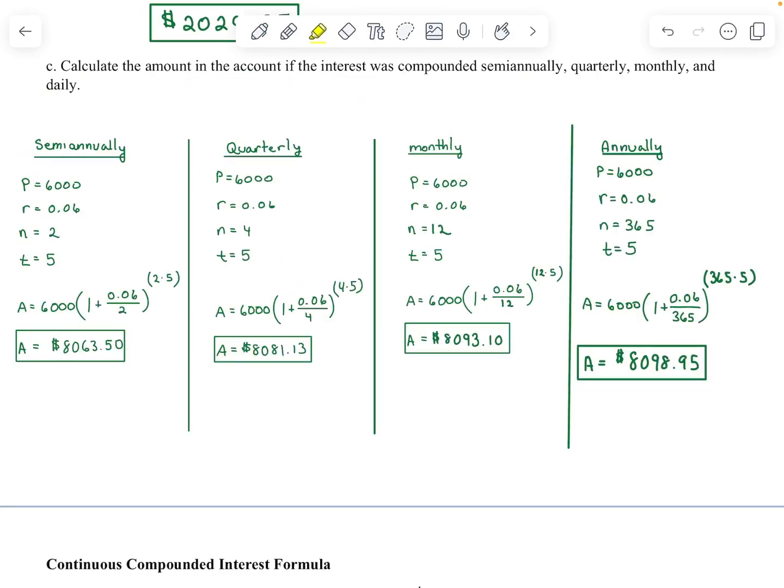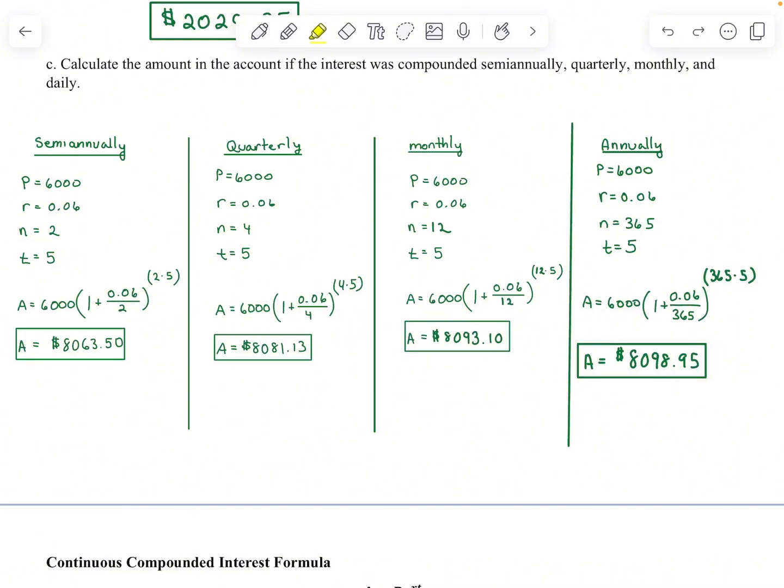So I've gone ahead and finished the calculations for interest compounded monthly and daily. And what you'll notice is as the number of times interest is compounded increases, the total amount after T years also increases. And we are done.